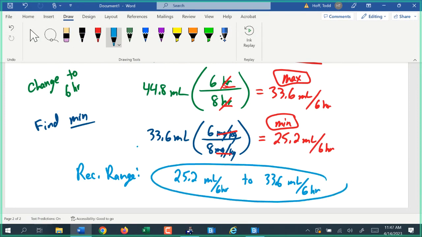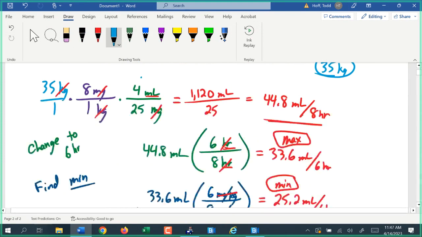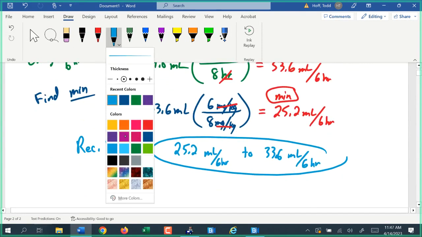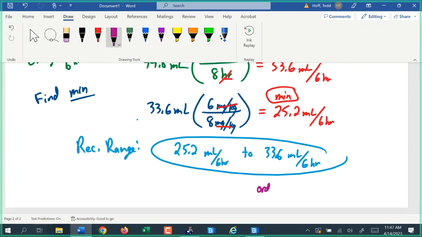Now let's double check that with the doctor's order. The doctor ordered 40 milliliters every 6 hours. 40 milliliters is outside of this range. So what does that mean? Well, we can't just change the dosage. We don't have that authority. Only the doctor has that authority to change that dosage. So you would have to contact the doctor or the doctor's representative.